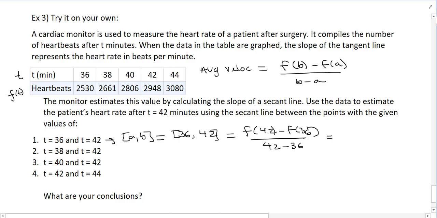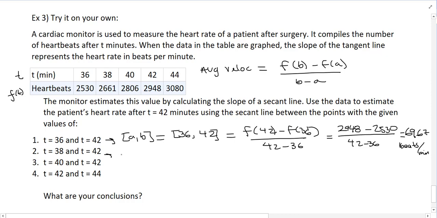You look at f of 42, the heartbeats when the time is 42, so 29:48, minus the heartbeats when we are at 36, so 25:30, all over 42 minus 36. When you do this calculation, you should get 69.67. The units will be heartbeats per minute, so beats per minute. And so 69.67 is the answer for the first interval.